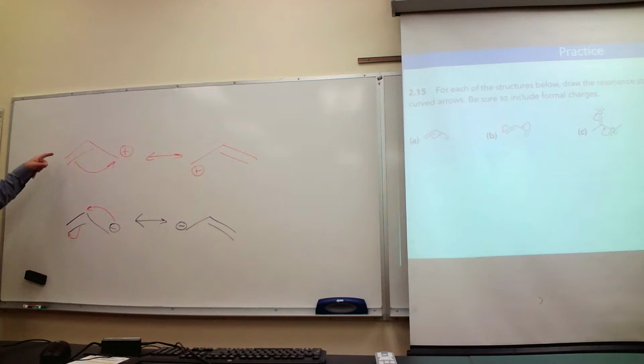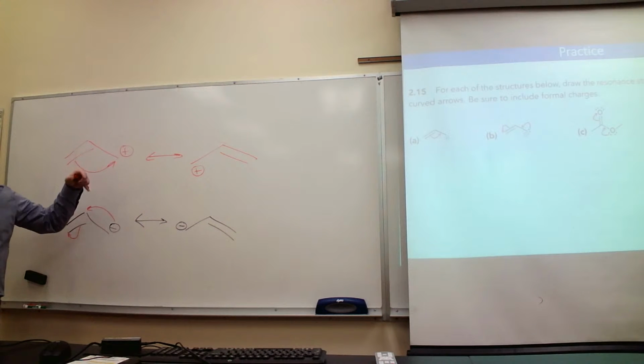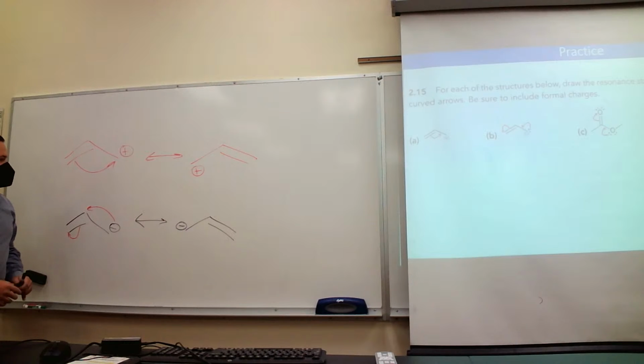Right, so similar in that it looks like the net result is that the charge jumped 2 carbons, but the arrows moved in the opposite direction, because remember the arrows are showing the electron movement. And too many electrons moves in the opposite direction as too few electrons.